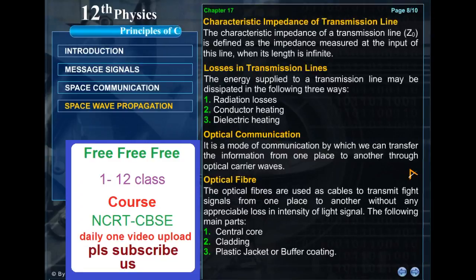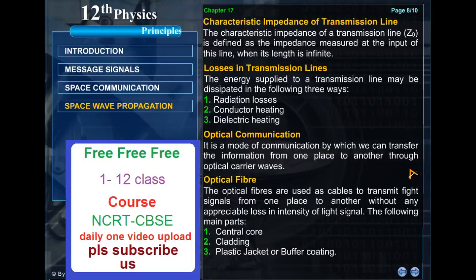Characteristic impedance of a transmission line. The characteristic impedance of a transmission line Z0 is defined as the impedance measured at the input of this line when its length is infinite.